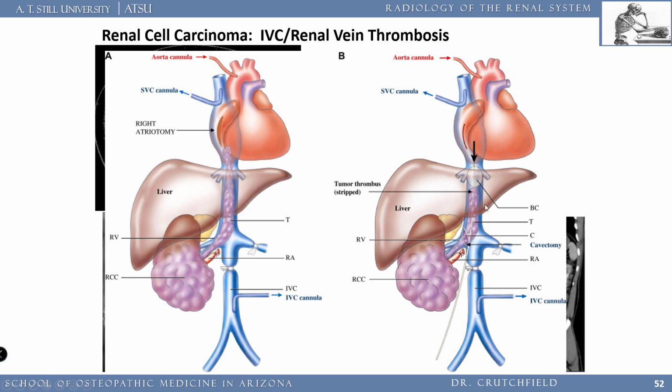Same thing here. What do we do to prevent that? Well, we can put a balloon in. So here we've got a cannula in the aorta, cannula in the SVC, put them on bypass. And then we can put this balloon catheter up and pull this tumor out. We can just strip the tumor out. It's not like it's growing into the wall of the cava. It's just growing up the cava.